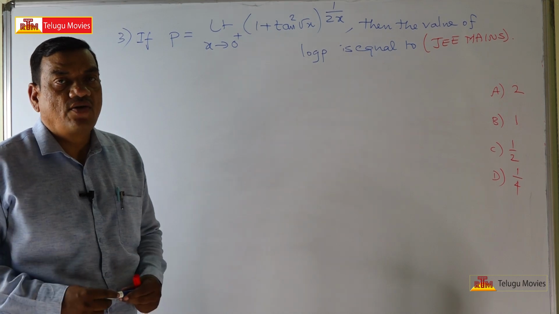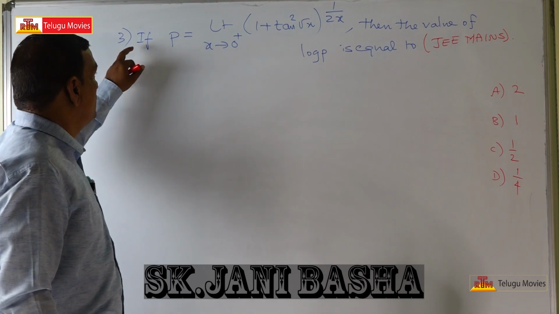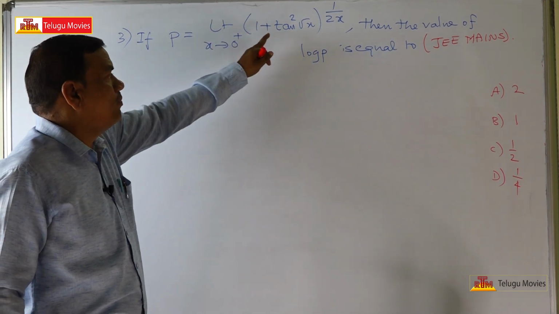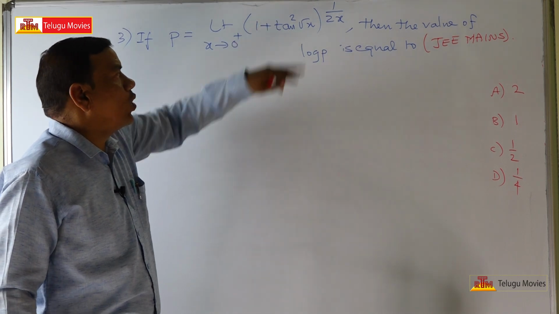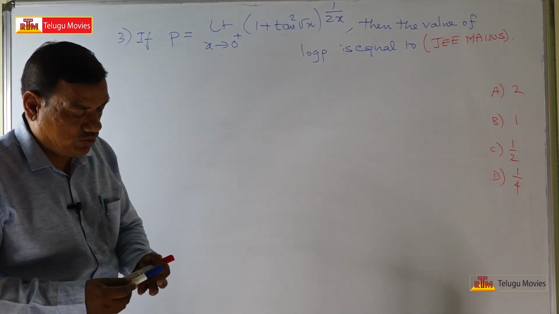So dear student, welcome to the third problem. The third problem is this: if p is equal to limit x tends to 0 plus (1 plus tan square root x) whole power 1 by 2x, then the value of log p is equal to, okay, right.